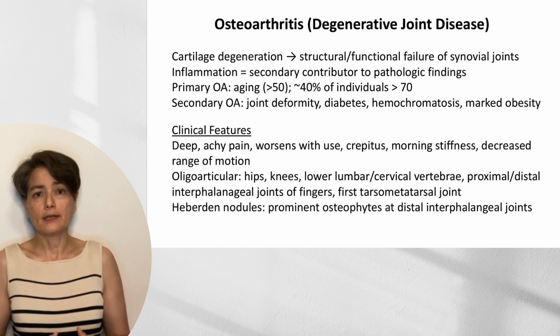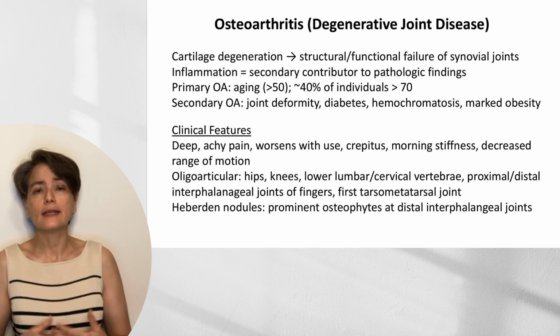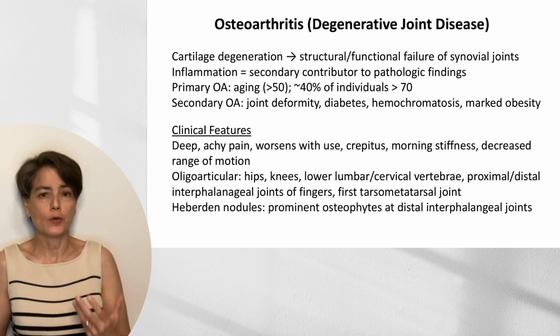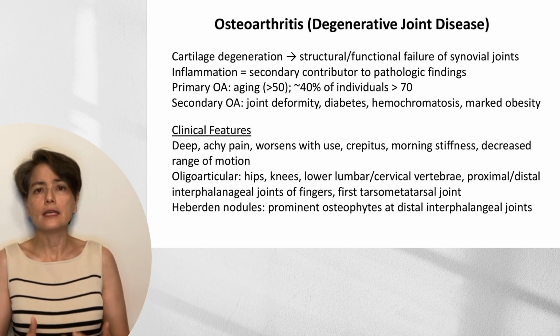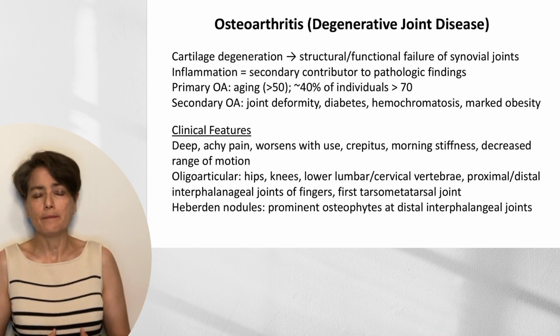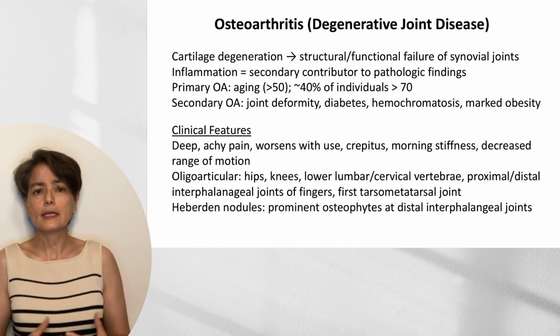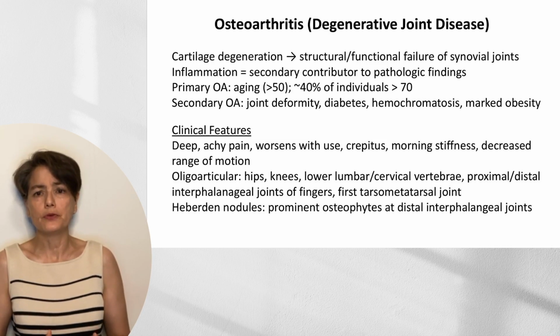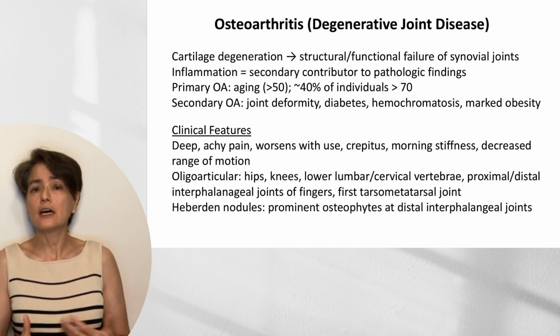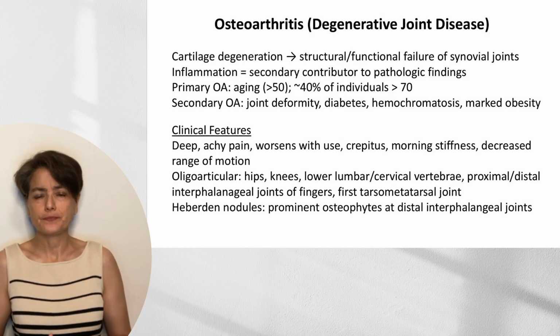Secondary osteoarthritis is osteoarthritis that occurs in the context of some sort of other joint issue, such as a joint deformity, diabetes, hemochromatosis, and marked obesity, and it tends to occur in younger patients. Now, clinically, osteoarthritis will present with deep, achy pain that worsens with use. There's morning stiffness that does resolve with activity.